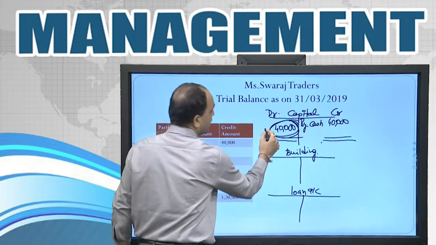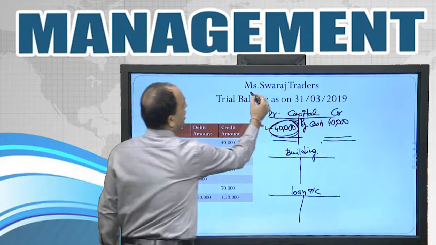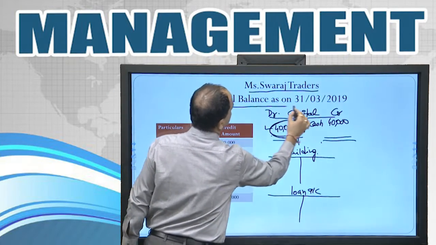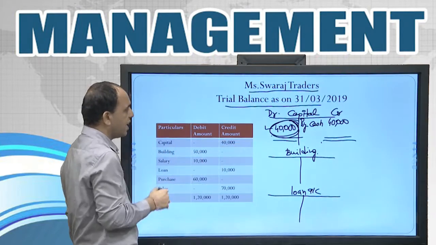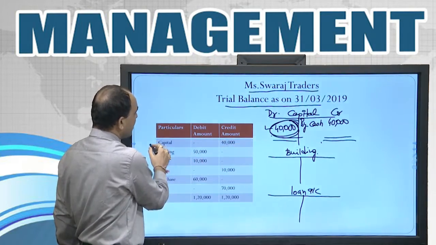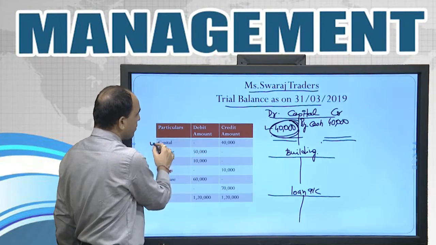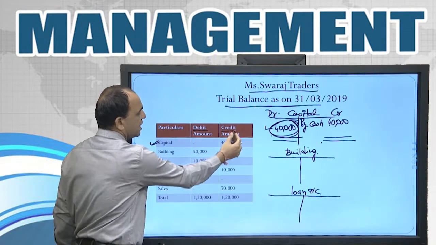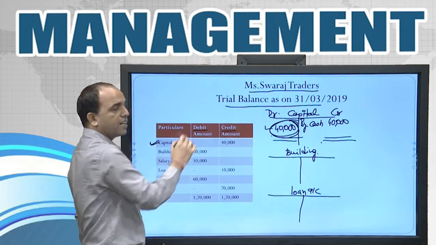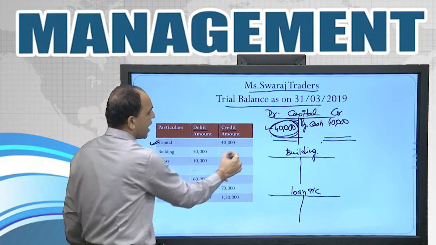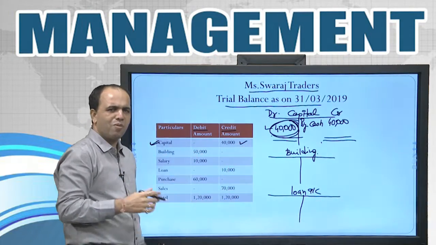But when we write this 40,000, generally Swaraj Traders trial balance as on 31st March 2019. Now see, if I transfer this capital account, debit amount, credit amount, I am having credit balance 40,000, I will write 40,000 here. Very simple.